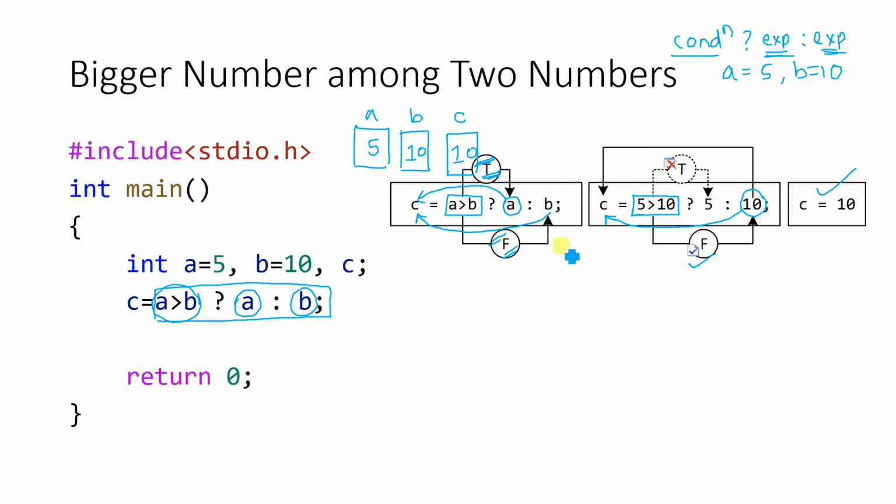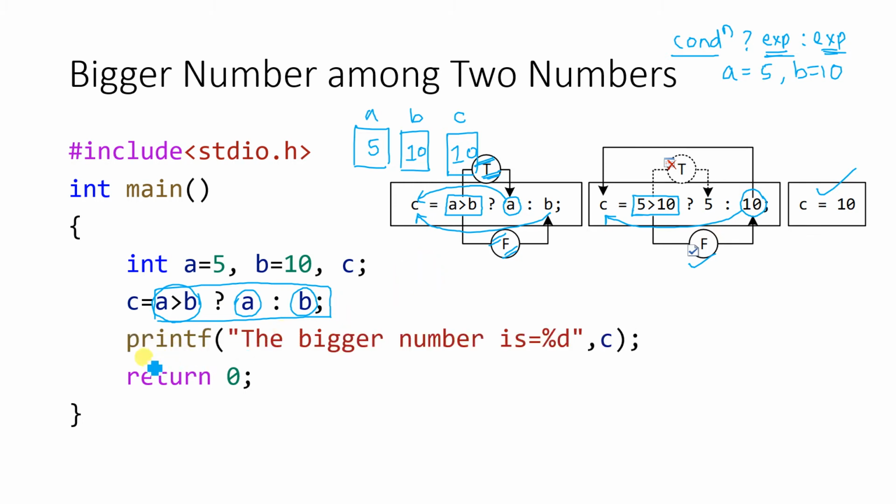That's why we have to print the bigger number. So we will use a printf statement to print the bigger number. So printf, the bigger number is %d, c. In this case, what will happen? The %d gets replaced with the c value. So what is the c value? The c value is 10 now. So the output will look something like this: the bigger number is equal to 10. So this will be the output of this particular program.